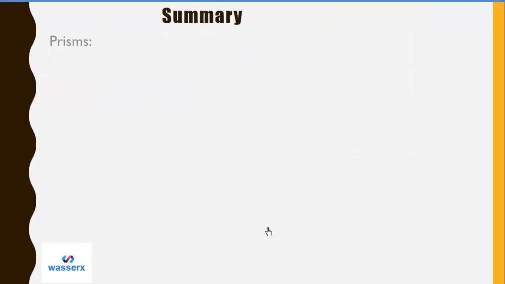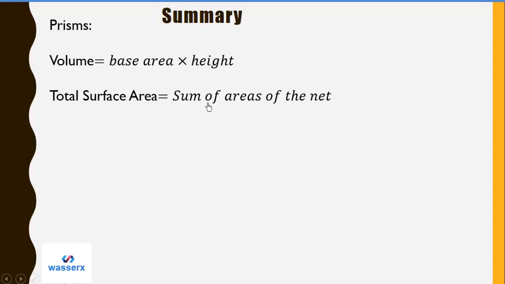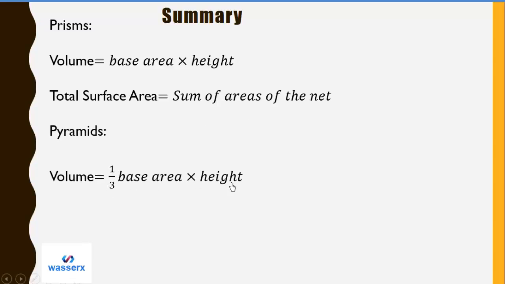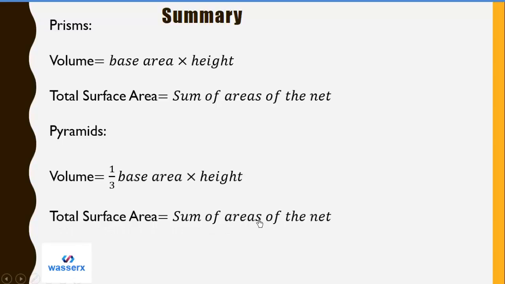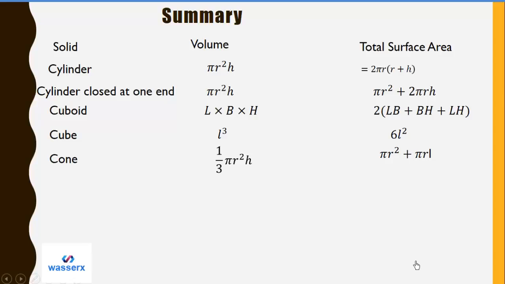What have we done so far? The volume of a cone is equal to 1/3 base area times height. Total surface area is given by the sum of areas of the net. Then for pyramids, we have 1/3 base area times height, and total surface area is given by the sum of areas of the net of the pyramid. Then the volume of a truncated cone is given by this. Also these solids can be evaluated for volume using this formula, and total surface areas using this formula.